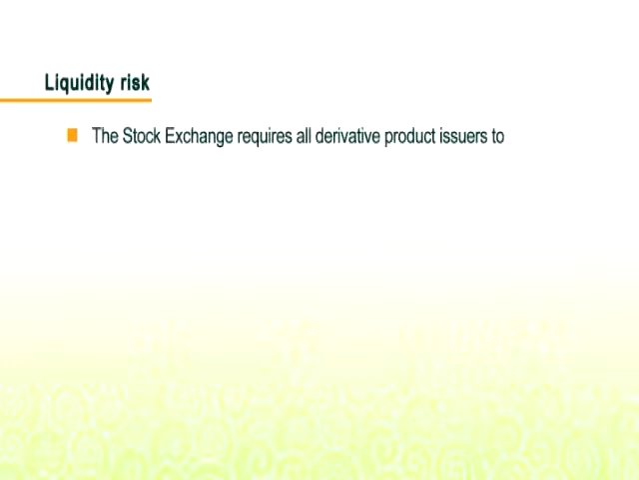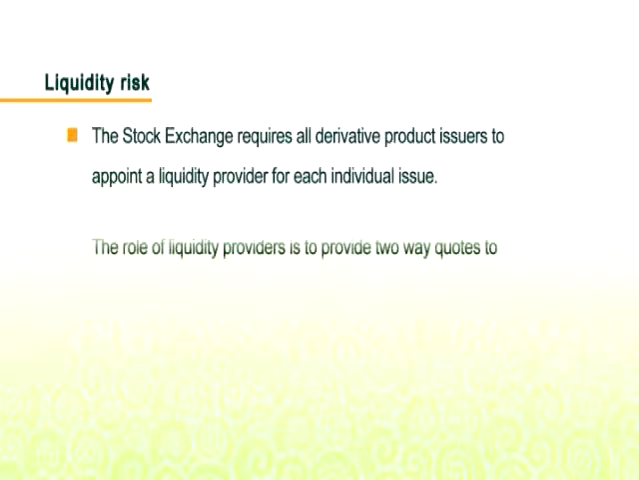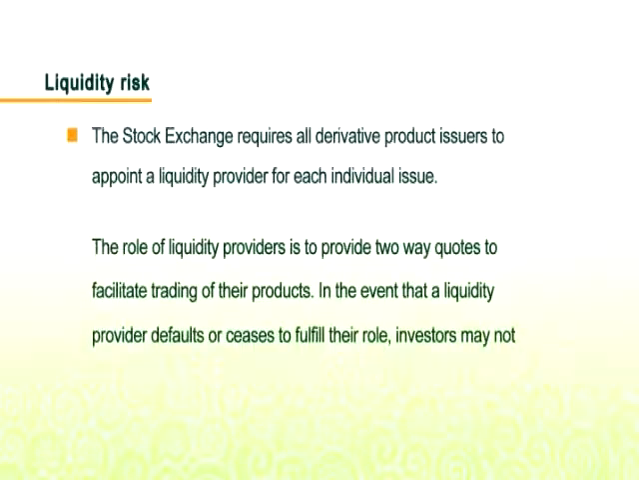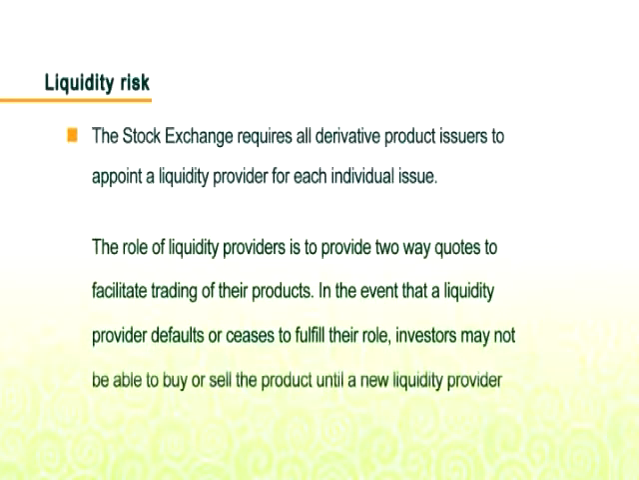The stock exchange requires all derivative product issuers to appoint a liquidity provider for each individual issue. The role of liquidity providers is to provide two-way quotes to facilitate trading of their products. In the event that a liquidity provider defaults or ceases to fulfill their role, investors may not be able to buy or sell the product until a new liquidity provider has been assigned.